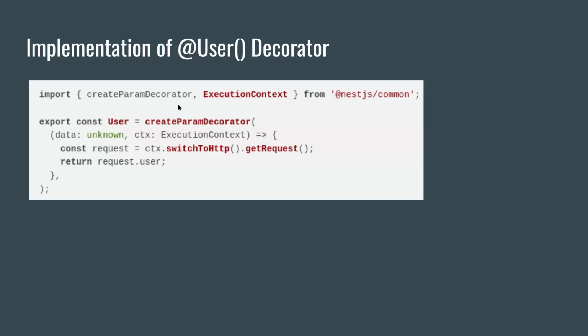So here is an example. In this code, we are using the createParamDecorator function from @nestjs/common. This function takes a callback that receives the data and execution context. Inside the callback, we extract the request object from the context and return the user property.